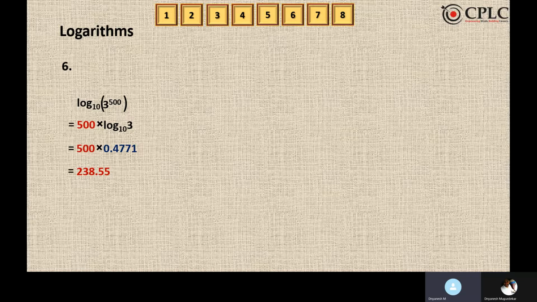So always remember a formula, folks. For calculating the number of digits, whatever is your characteristic, which is the integer part of the answer, always add 1 to that. So 238 is the characteristic. If we add 1 to that, the final answer that we'll get is 239. So 3 raised to 500 will have in totality 239 digits. Imagine such a big number. And this is the beauty of logs, that it can just drastically simplify such complicated questions.